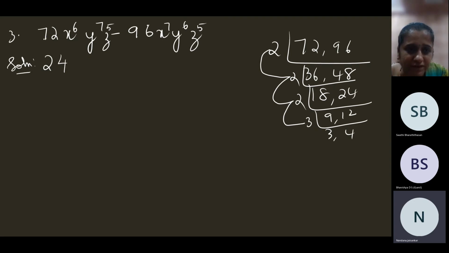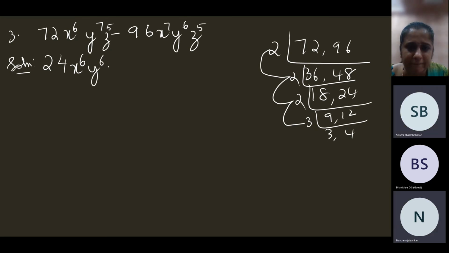The HCF of 72 and 96 is 24. Okay, ma'am. Now what is the HCF of x to the power 6 and x to the power 7? Ma'am, x to the power 6. Yeah. What is the HCF of y to the power 6 and z to the power 5?